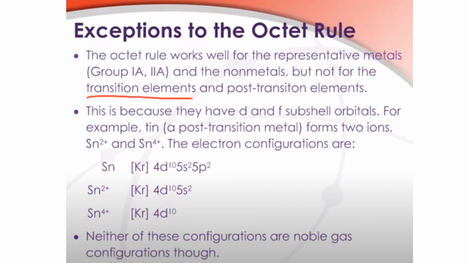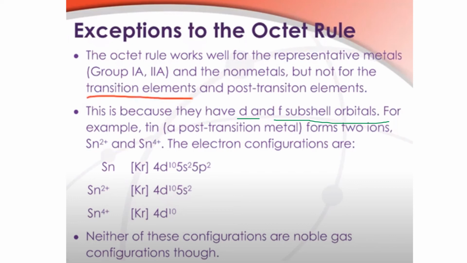So we do have some exceptions to this, which can cause some problems. So the octet rule works well for representative metals, groups 1 and 2, and the nonmetals, but not for the transitions. So all those things in the middle with all those d shells we've been learning about. And it has everything to do with those d and f suborbitals.